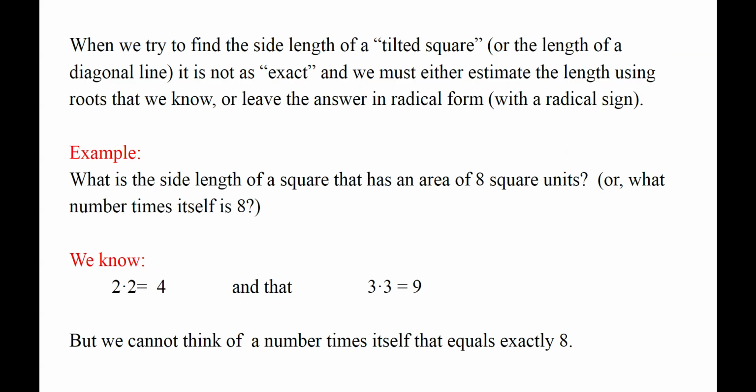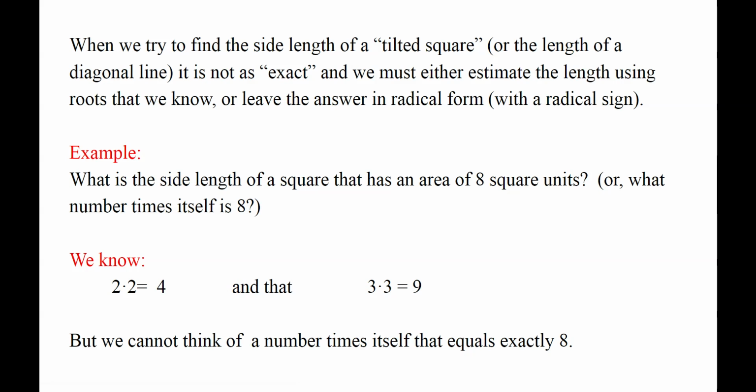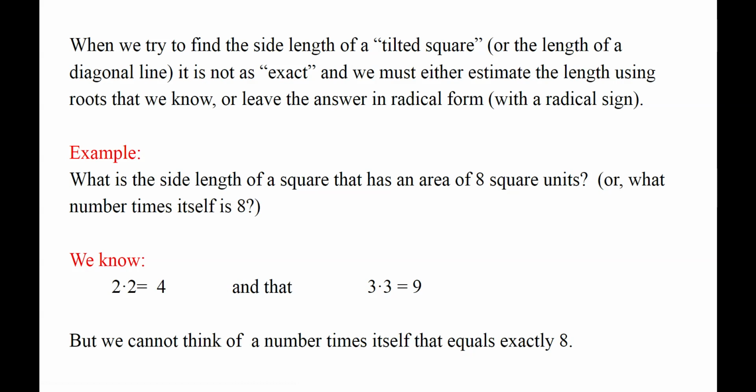When we try to find the side length of a tilted square, or the length of a diagonal line, it is not as exact, and we must either estimate the length using roots that we know, or leave the answer in radical form, which means with a radical sign. For example, what is the side length of a square that has an area of 8 square units? Or, what number times itself is 8? We know that 2 times 2 is equal to 4, and that 3 times 3 equals 9, but we cannot think of a number times itself that equals exactly 8.